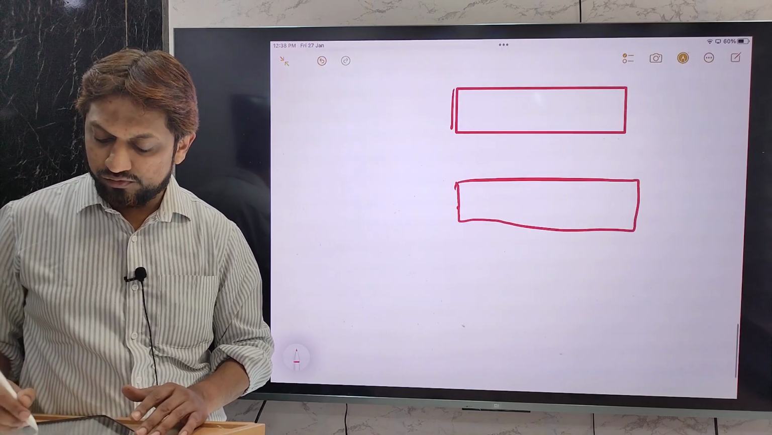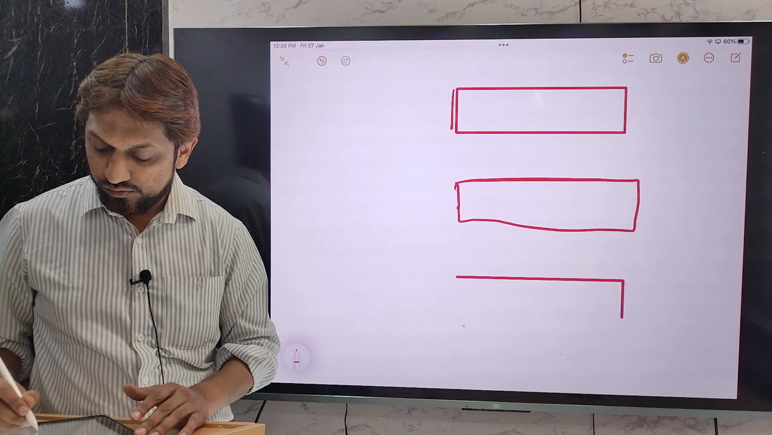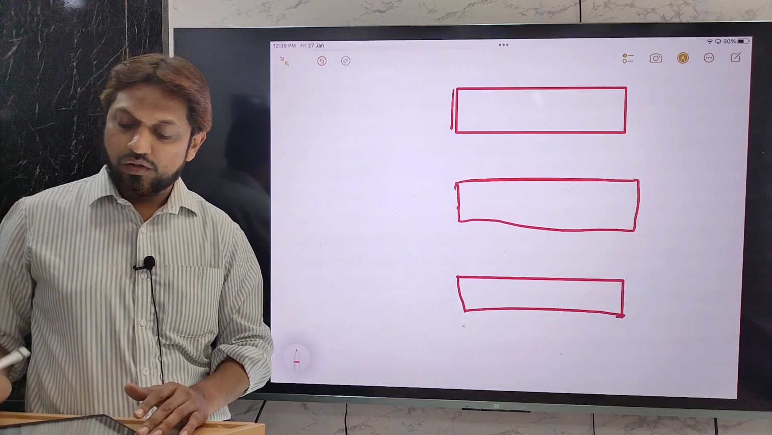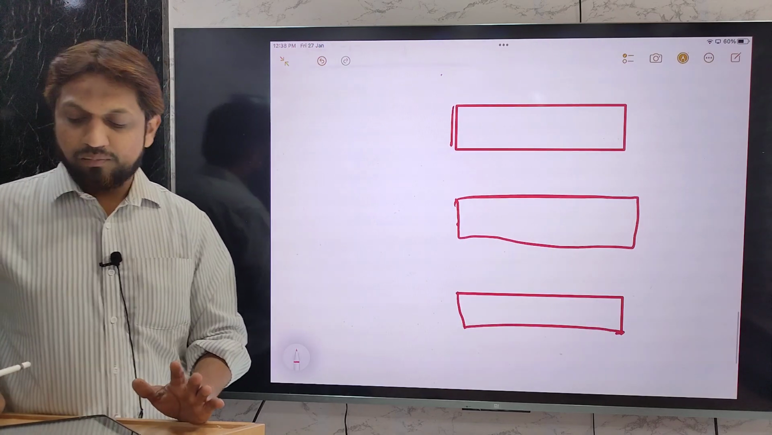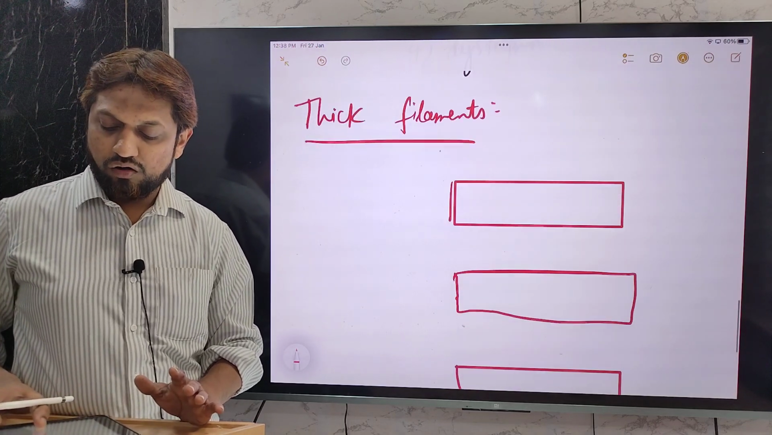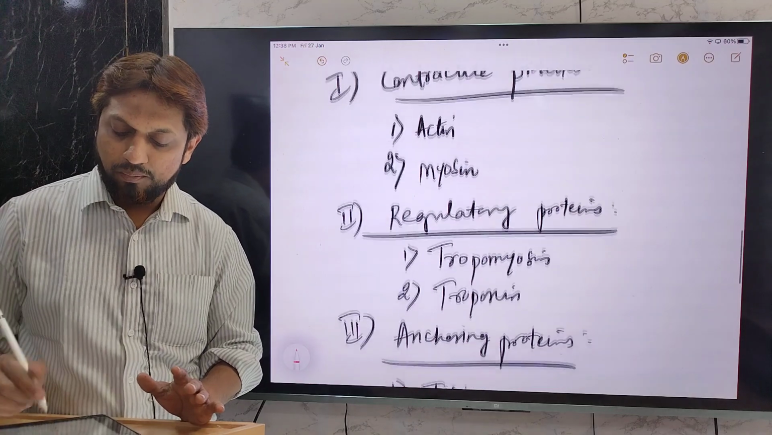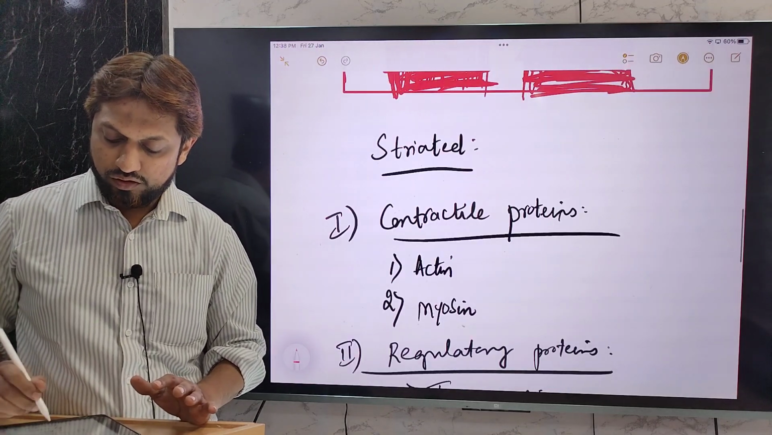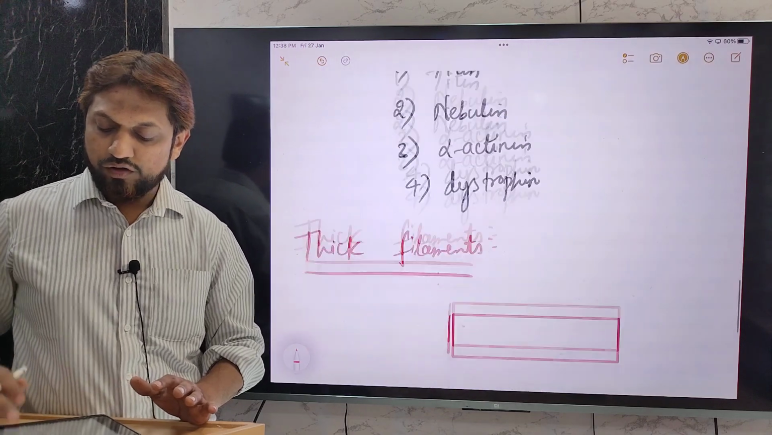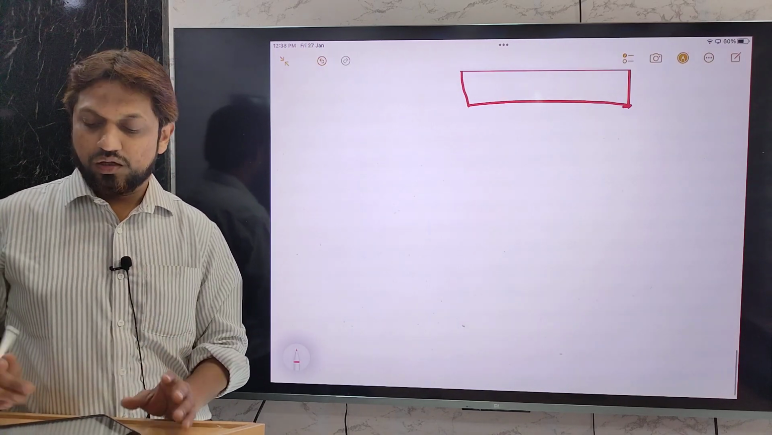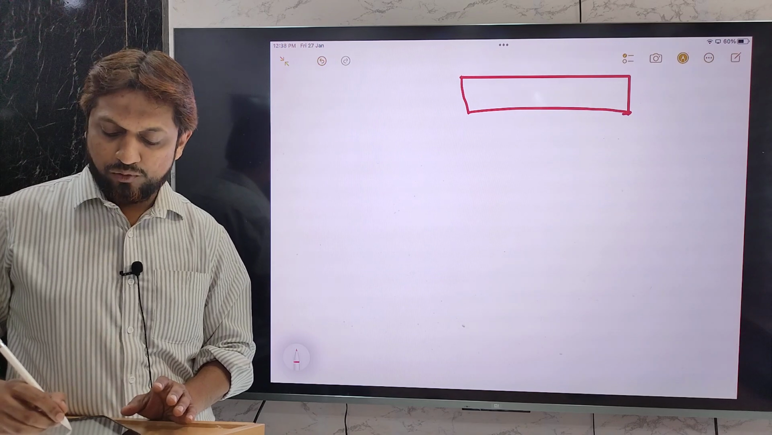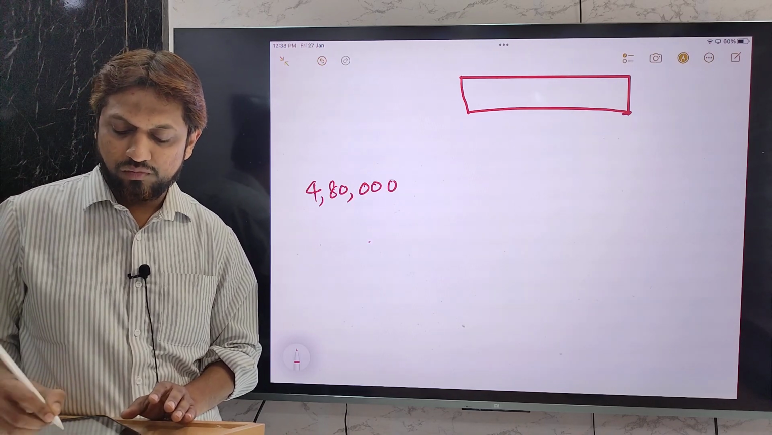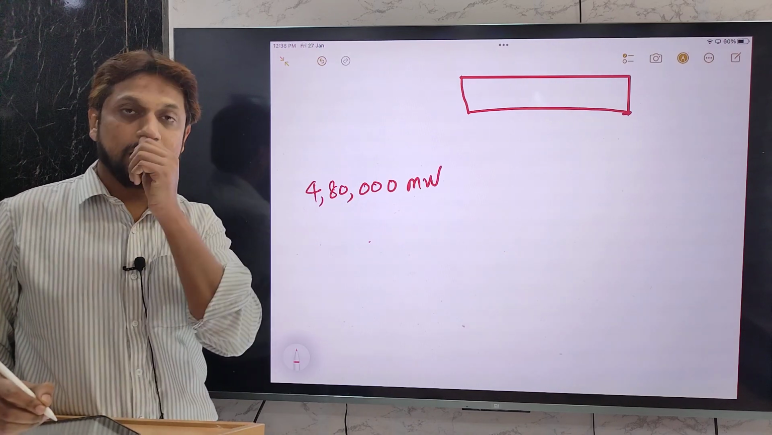So they are made up of thick filaments. These thick filaments mainly consist of the protein myosin, the contractile protein myosin. Now what is the structure of myosin? It is a heavy protein having a molecular weight of around 480,000.